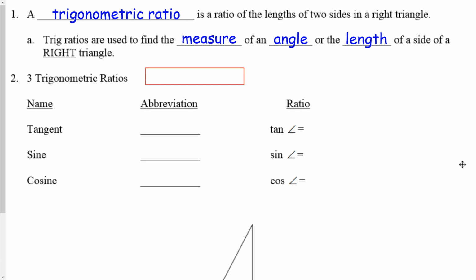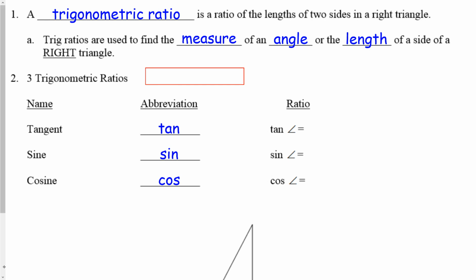So our three trigonometric ratios, again, are tangent, sine, and cosine. Tangent, we will be able to abbreviate when we write it as TAN. When you read it, make sure you say tangent. When you write it, you can write the abbreviation. Sine you can abbreviate as SIN, and cosine is abbreviated as COS. So all three of these would be abbreviated with the first three letters of the name of the ratio.